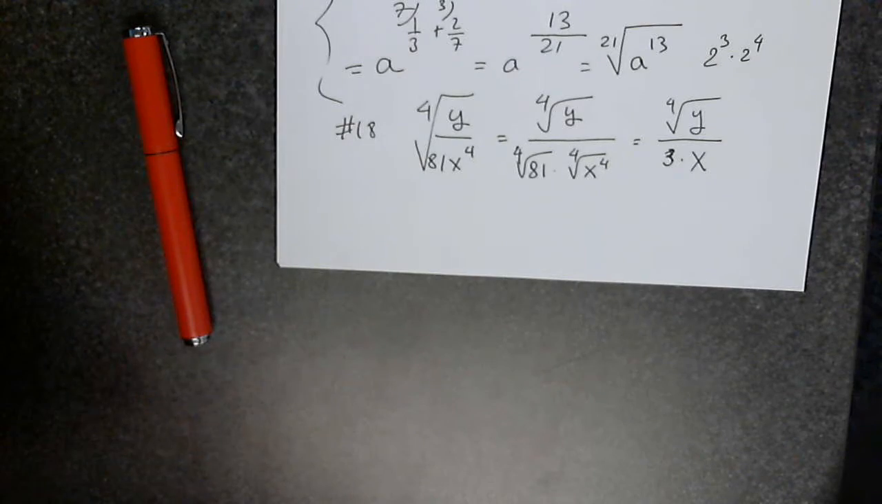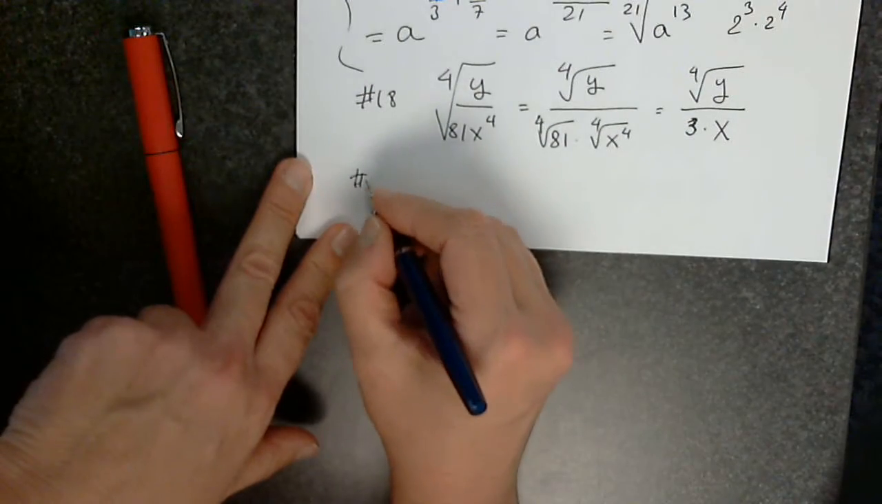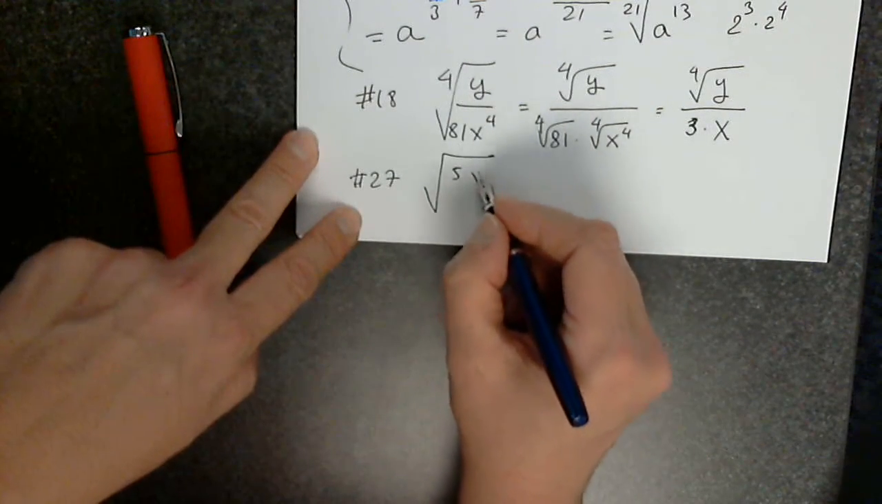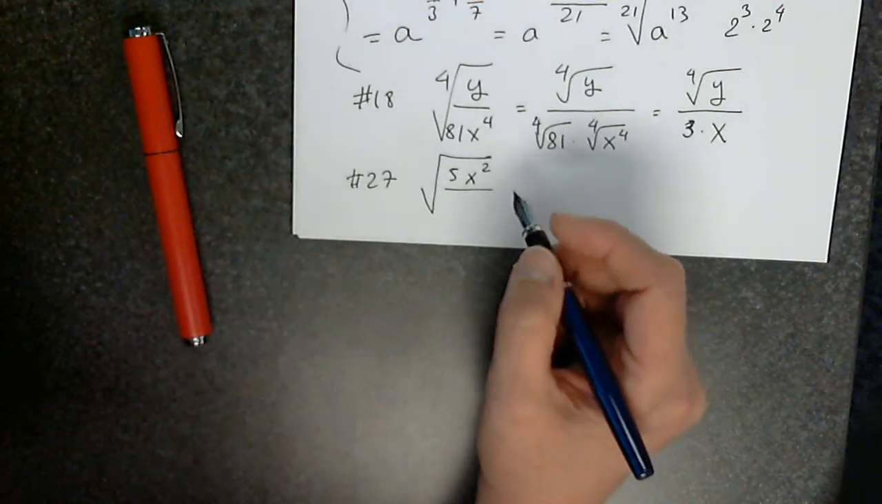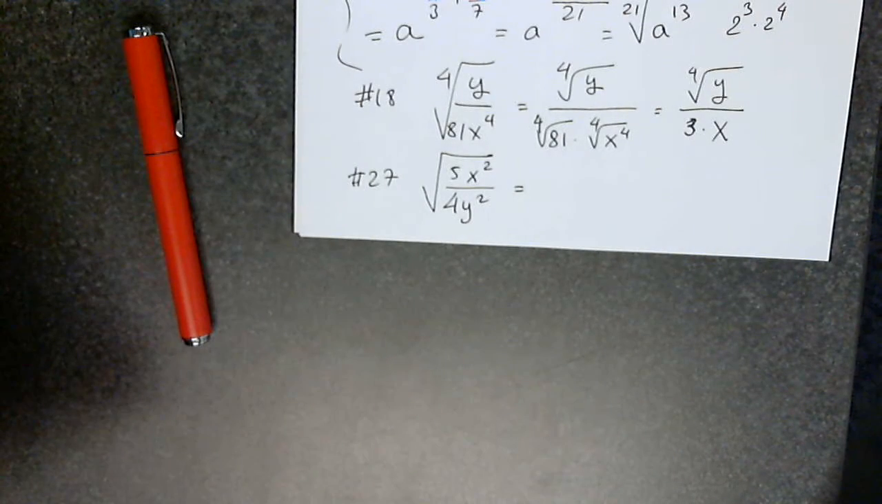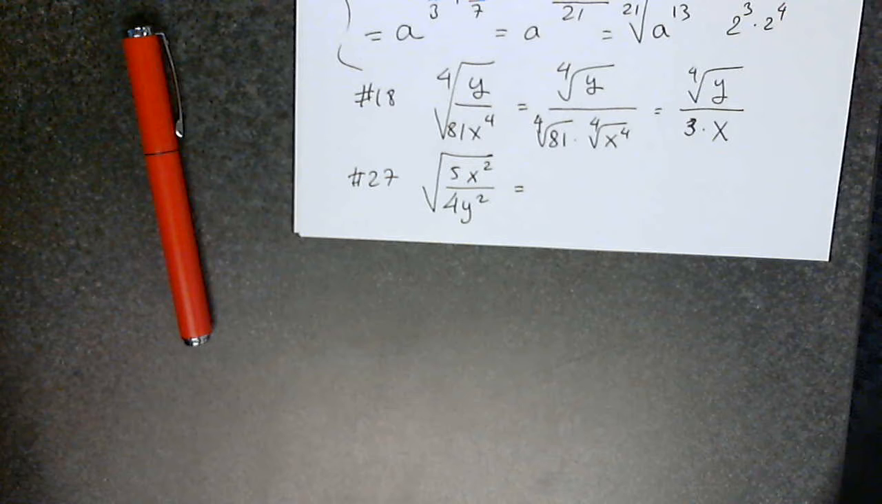Let's say problem 27. So in 27, the square root of 5x squared divided by 4y squared. Please split it and simplify it, assuming all variables are positive.